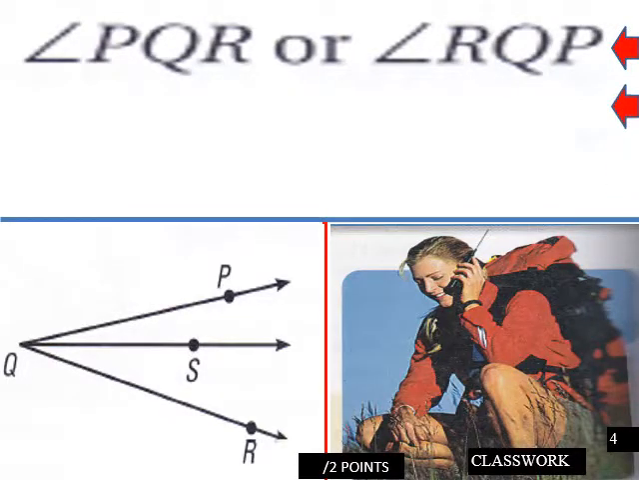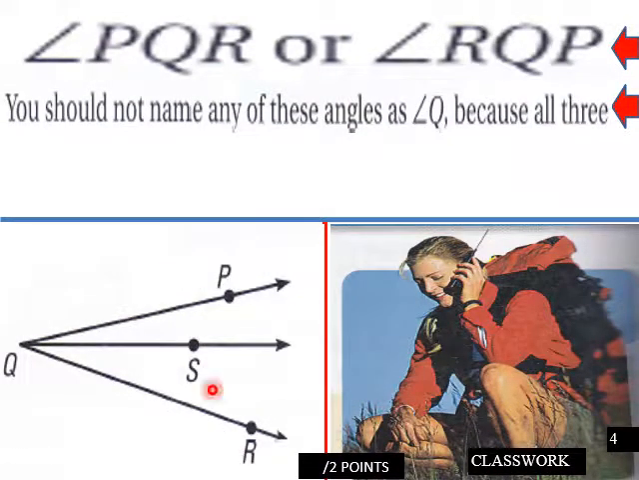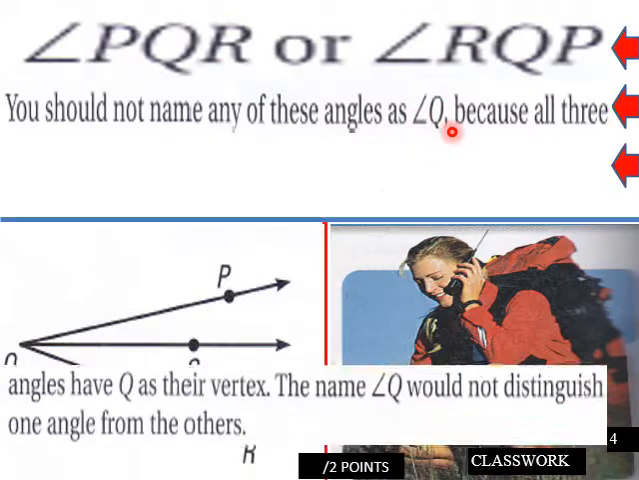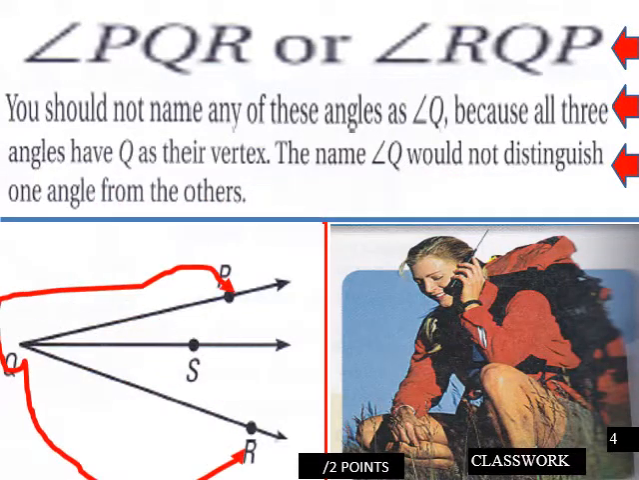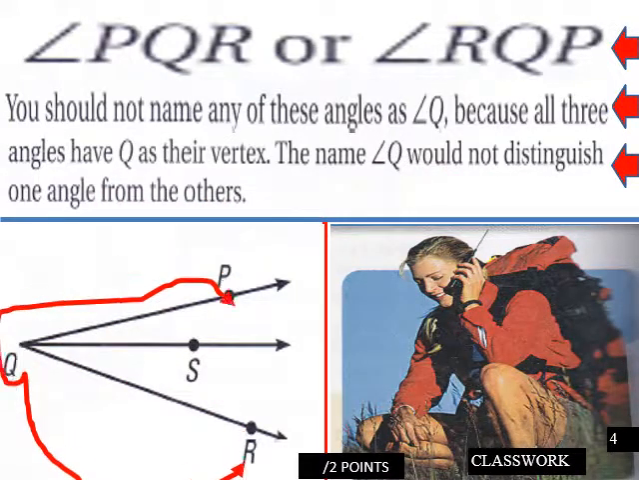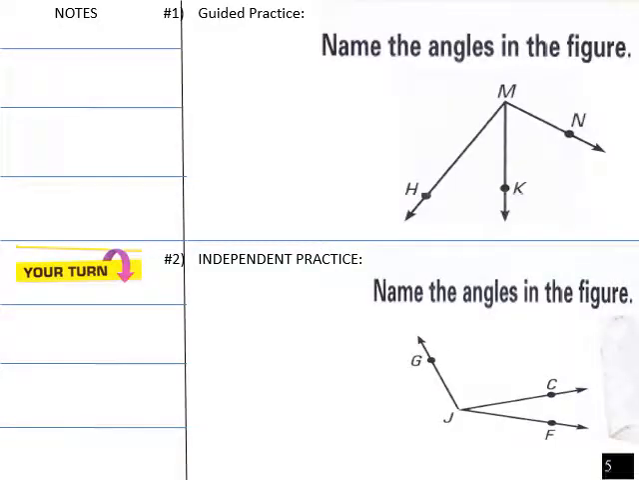PQR or RQP. So you should not name any of these angles as angle Q because all 3 angles have Q as their vertex. So PQR obviously would be PQR. The name angle Q would not distinguish one angle from the others. You could confuse that. So there is PQR.